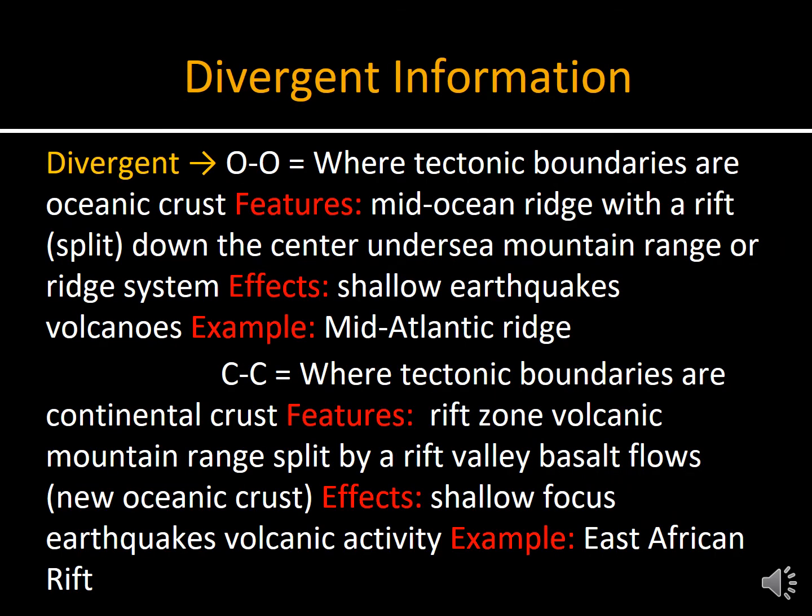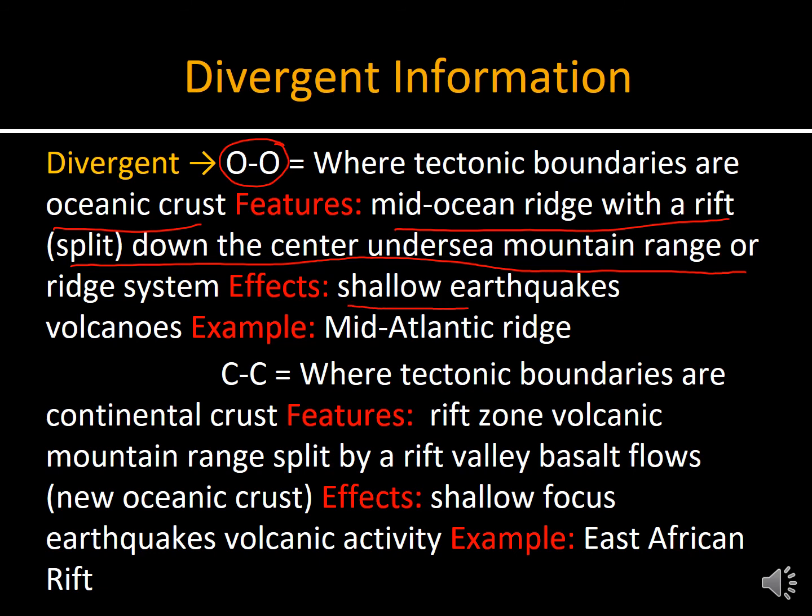So again, divergent, divide. So the two oceanic plates, this is where tectonic plates or oceanic features give you a mid-ocean ridge with a rift split down the center of the undersea mountain range. So you can get earthquakes or volcanoes. You usually don't see volcanoes unless it's near, honestly, a lot of ocean. So this is your Mid-Atlantic Ridge. This is your example. You have to know the effects. You have to know the example.